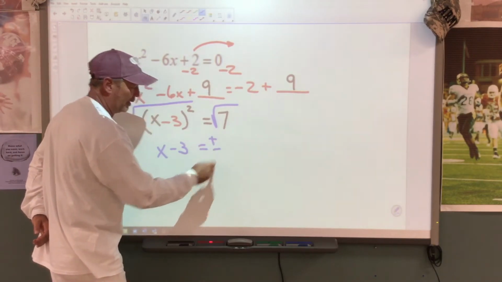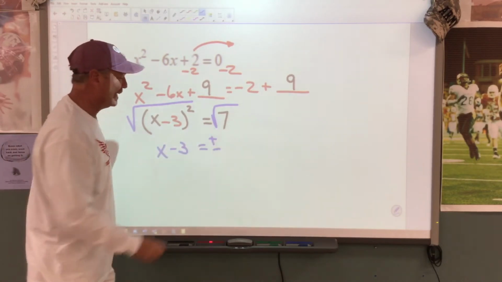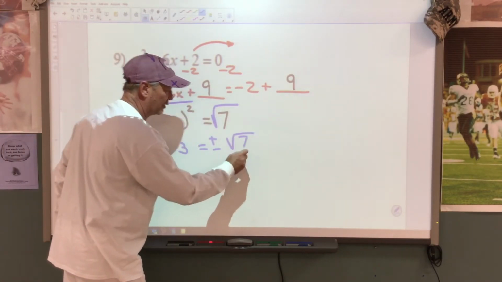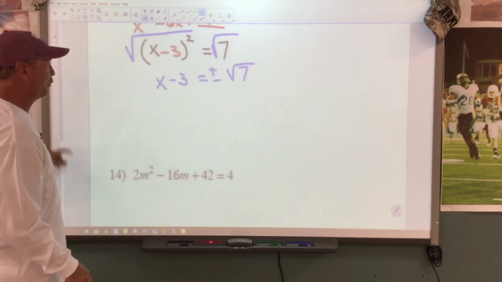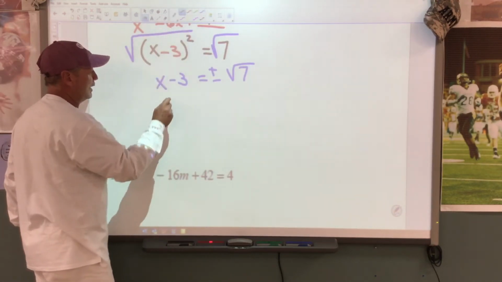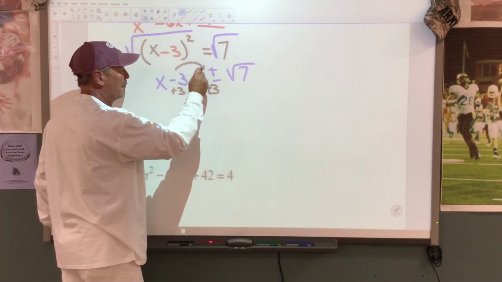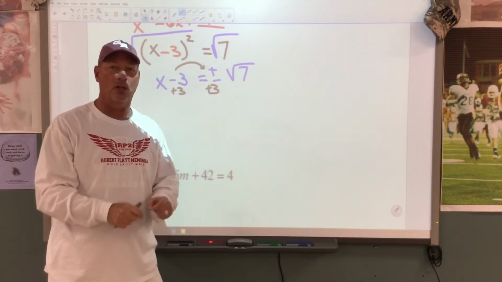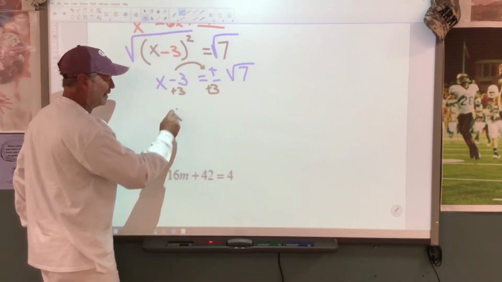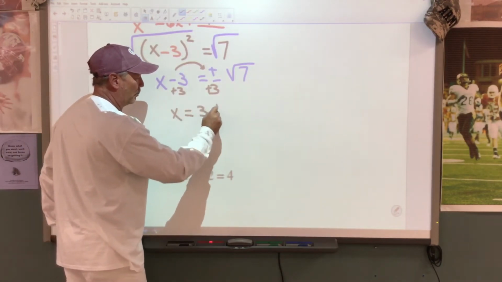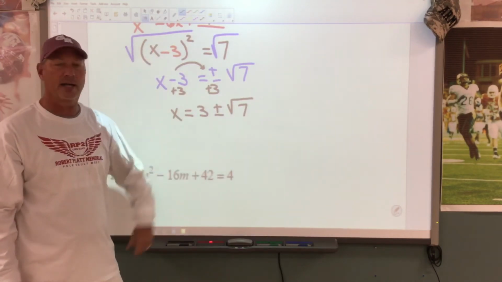Plus or minus. I cannot simplify this radical. I cannot break this down. It will stay as the square root of 7. What we still need to do is move the negative 3 to the other side. We need to go plus 3, plus 3. But when you move it, you need to put it in front of the plus minus. We always put it in front of the plus minus. So we get x equals 3 plus or minus the square root of 7. And that's how we'll write our answer.